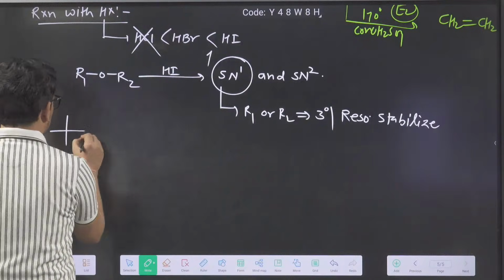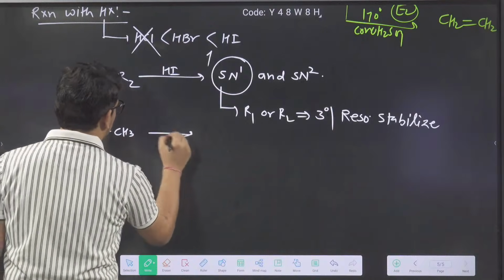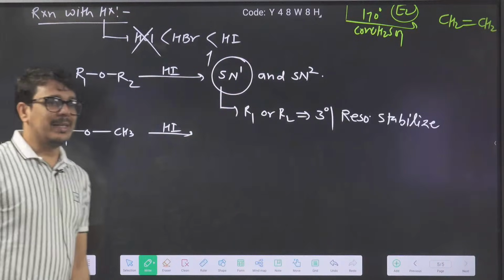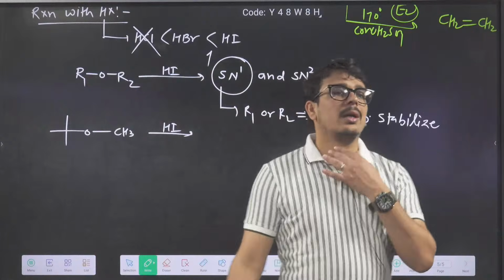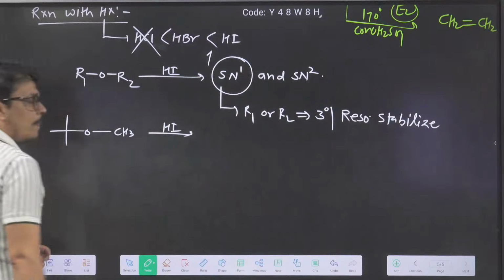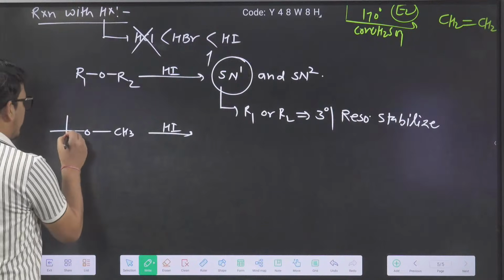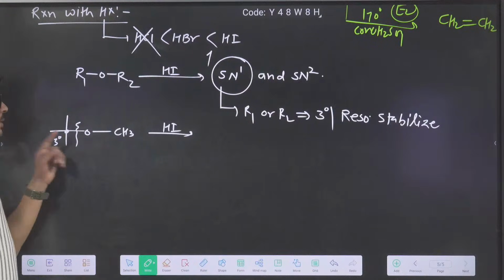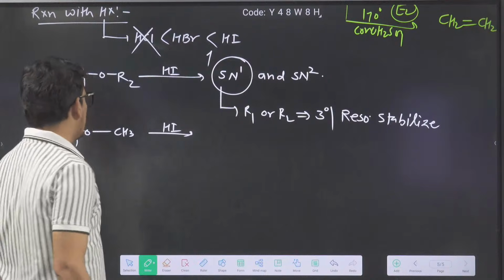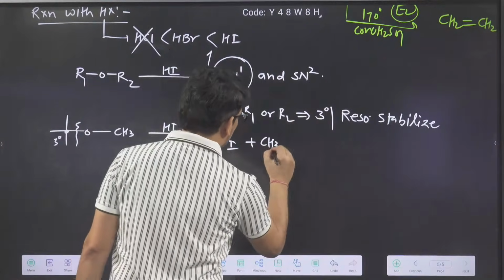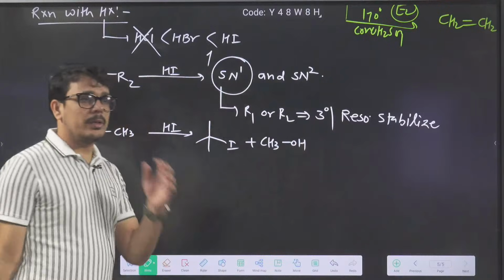For example, if this is reacting with HI, tell me now, SN1 or SN2? SN1. Why SN1? Because this side is how much degree? So now this side bond we have to break, because on this side the carbocation will be more stable. So the product will be this.